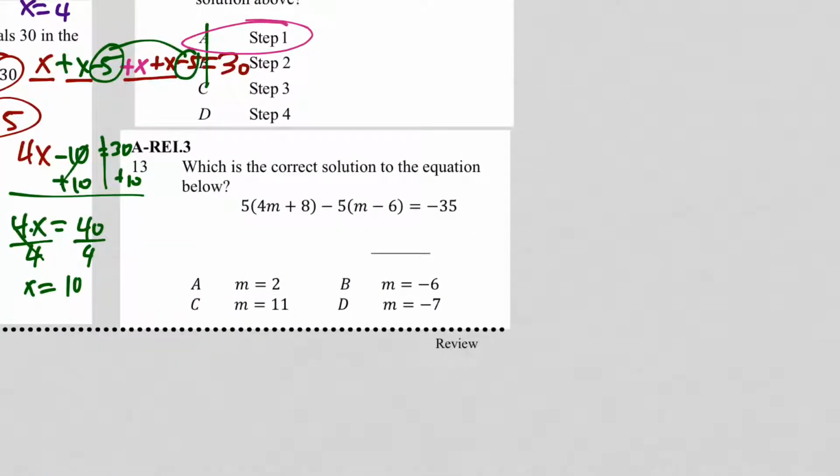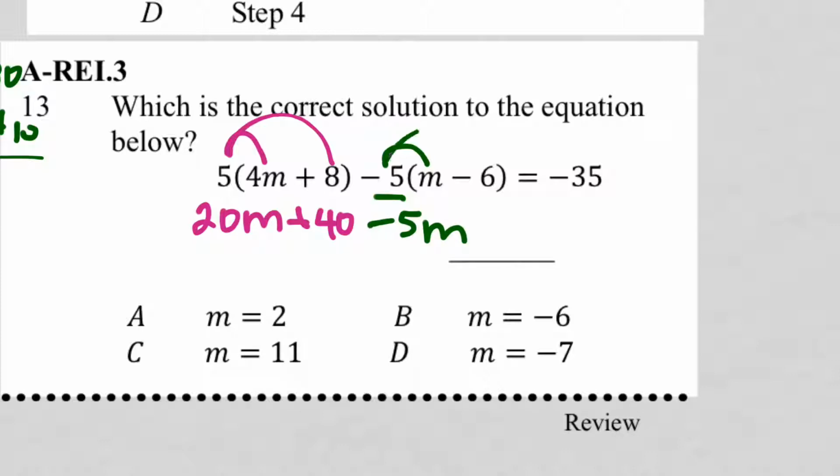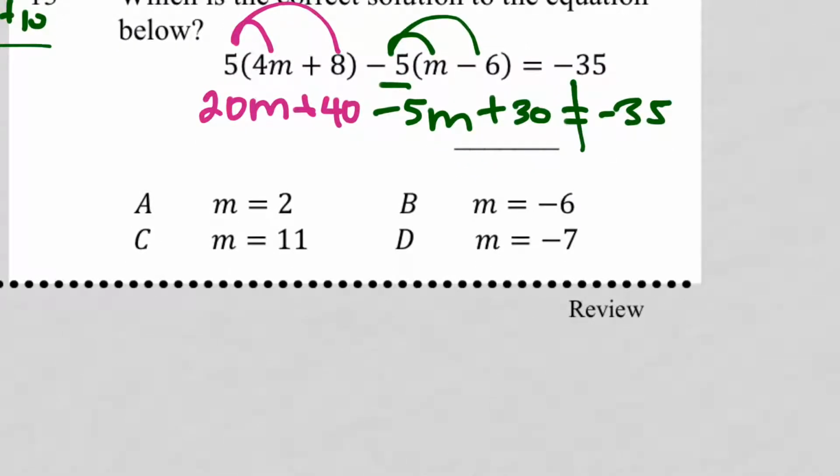Number 13, I'm going to use distributive property. 5 times 4m is 20m. 5 times 8 is 40. Now I'm going to distribute by negative 5. Negative 5 times m, negative 5m. And negative 5 times negative 6, positive 30. Rewrite equals negative 35. On the left-hand side of my equation, I have a lot of like terms.